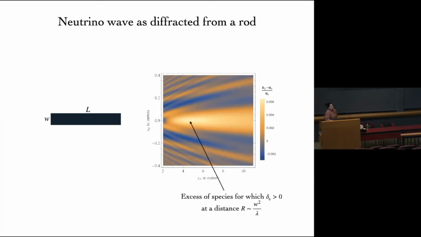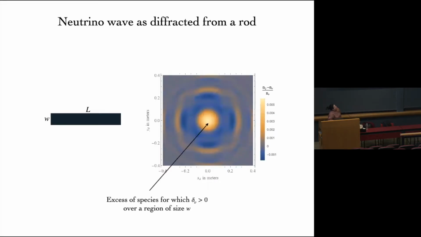The other thing to keep in mind is that the effect that I will describe is a wave effect. So the distance at which this maximum of the asymmetry appears is related to the width squared over the wavelength of the neutrino. If I were to take the wavelength to 0, this distance will go to infinity and I will get 0, okay? That's very important to remember. And the width of the asymmetry at the optimal distance is of order the width of the stick.